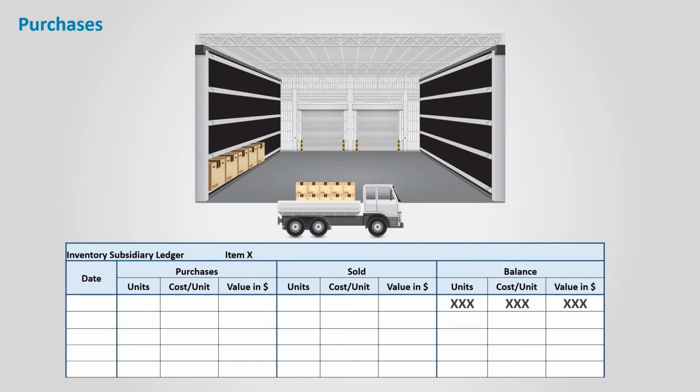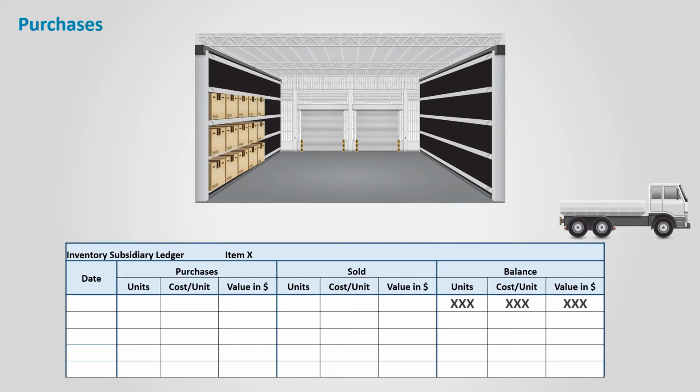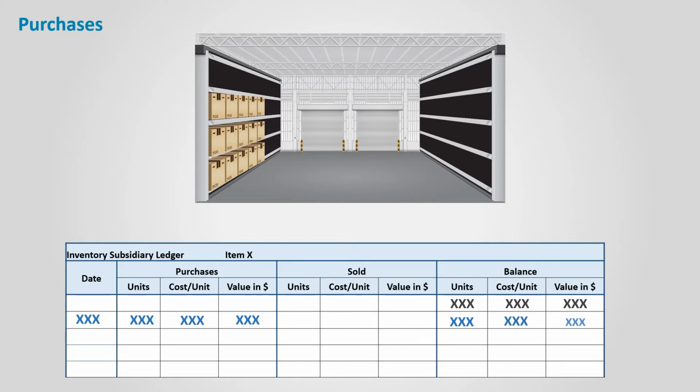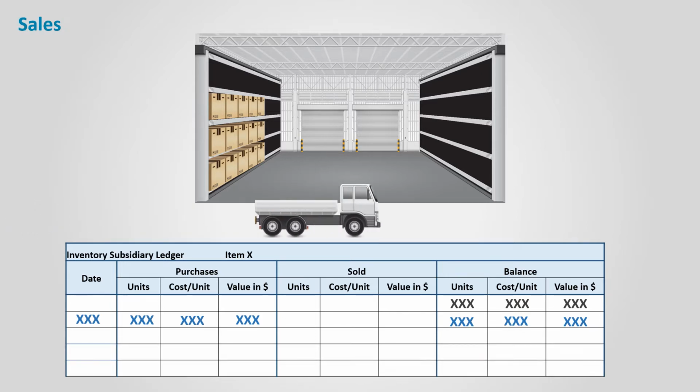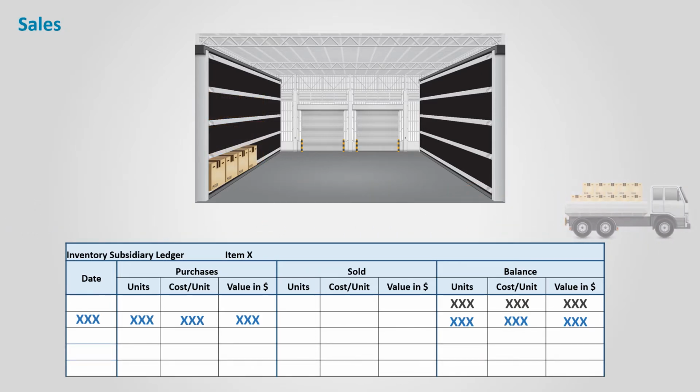Each purchase is recorded in the purchase section as number of units, cost per unit, and total value. This purchase is added to the previous units in the balance section to get the new balance in units. The same thing is done to the value in dollar amount. When goods are sold, they are recorded in the goods sold section and then deducted from the ending inventory.